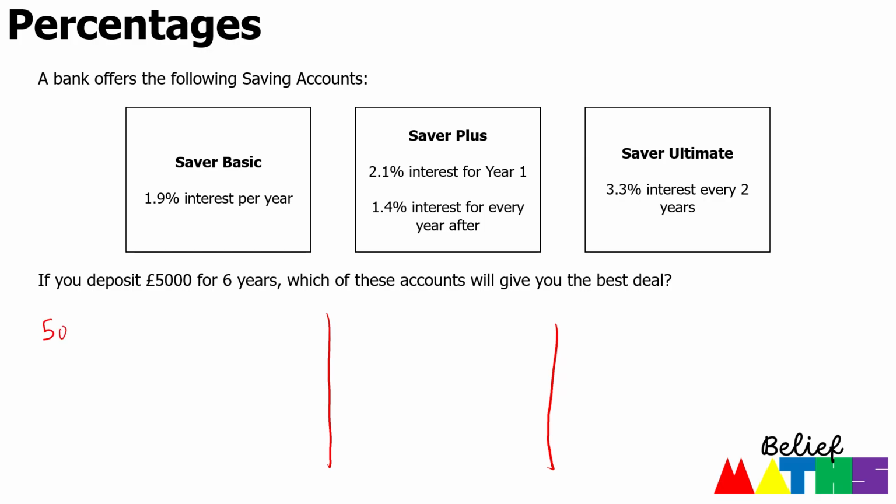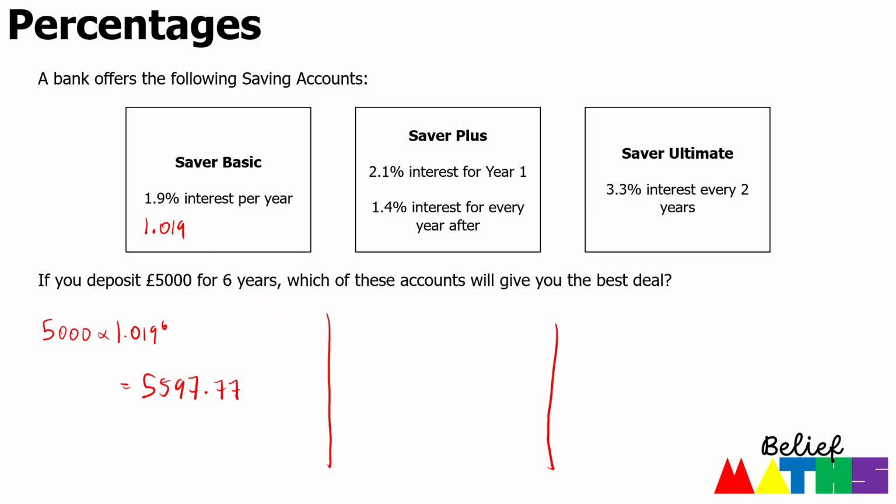So we're going £5,000 as a multiplier. That's 1.019. Again, adding to 100 divided by 100. Multiply by 1.019 to the power of 6. And that gives me an answer of 5,597.77. Now I've rounded that to 2 decimal places because it's money. Money should be rounded to 2 decimal places or 0 decimal places. It can't be anything else other than that.